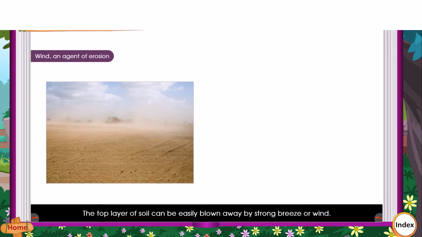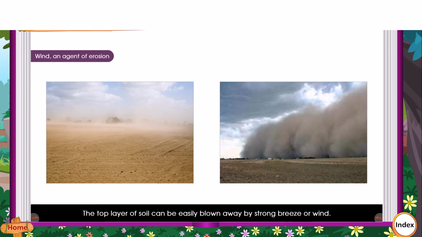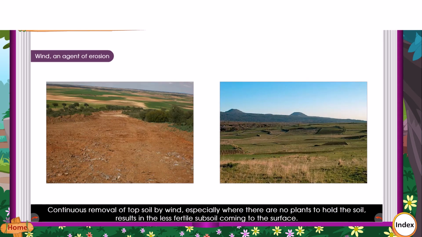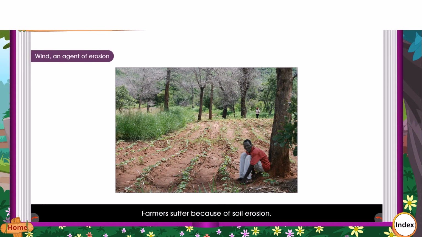Wind, an agent of erosion. The top layer of soil can be easily blown away by strong breeze or wind. Continuous removal of topsoil by wind, especially where there are no plants to hold the soil, results in the less fertile subsoil coming to the surface. Farmers suffer because of soil erosion.